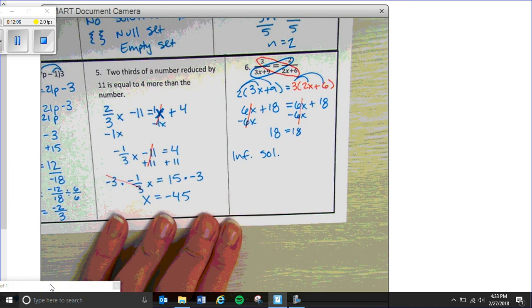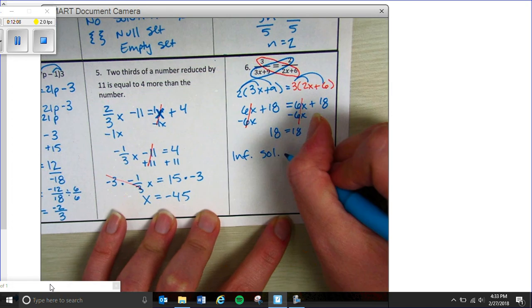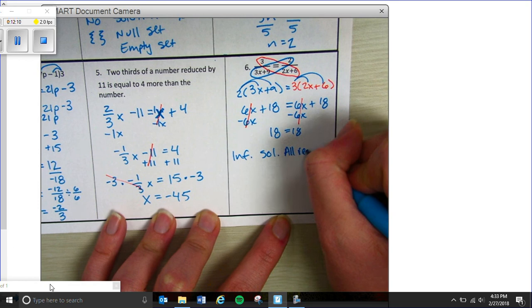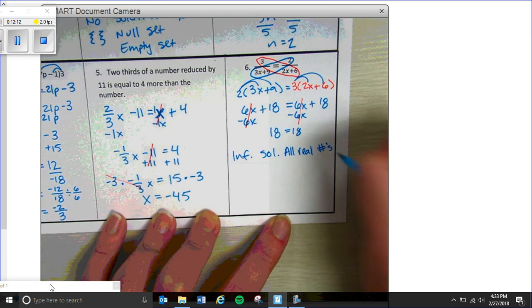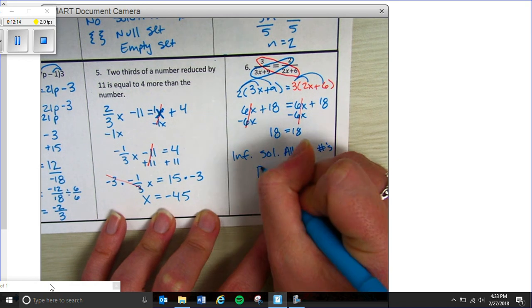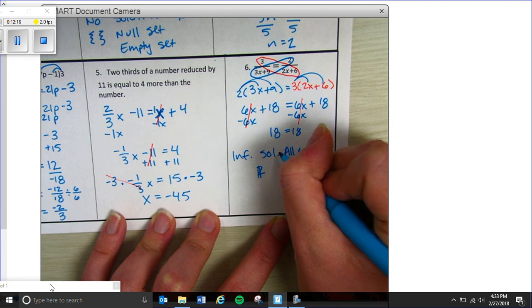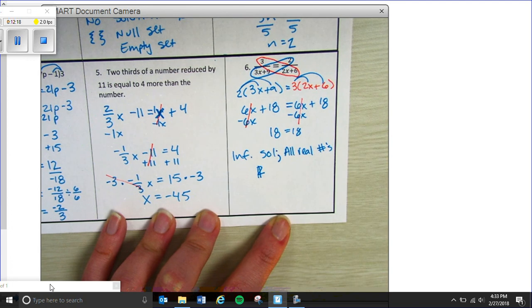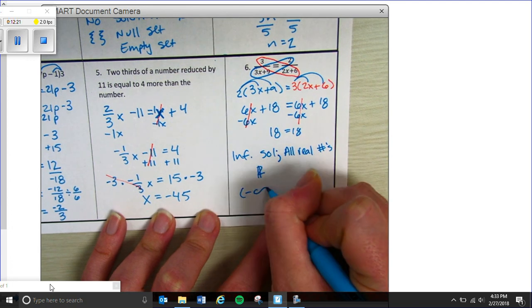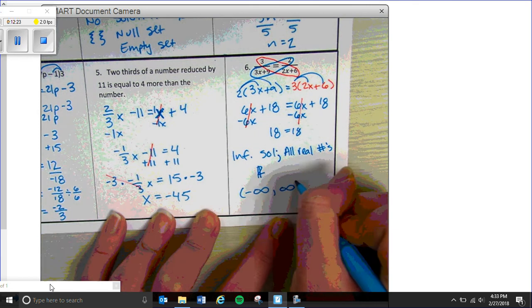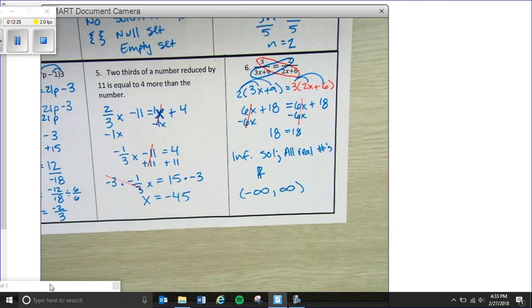Again, there are a few other ways to write this. We could write all real numbers. We could see this R. Or you could see negative infinity to infinity. So any of those options mean all real numbers are infinite solutions. Any number I plug into this equation would make it true.